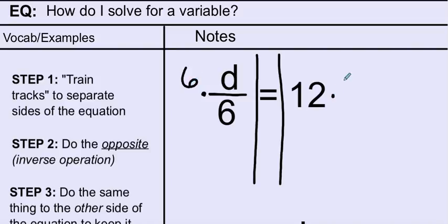Whatever I do to one side, I need to do to the other side. So these 6's cancel out, and it leaves me just with the letter D.